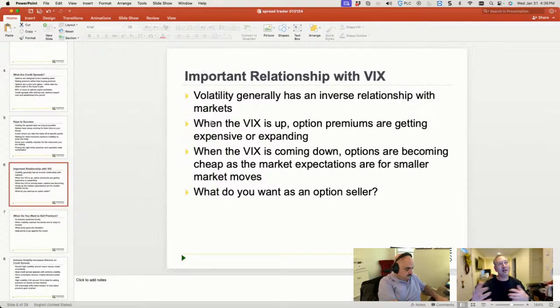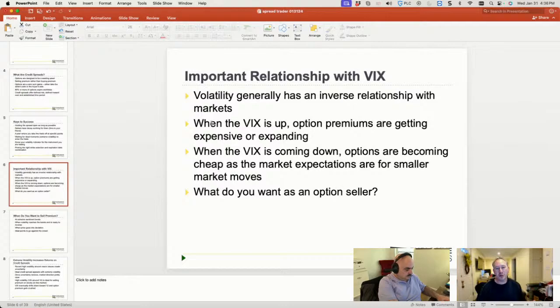And its volatility generally has an inverse relationship with the market. So what does that mean? It means when the VIX is going up like it was today, markets are usually going down. When the VIX is going down, we often see markets rising. It's an inverse relationship.